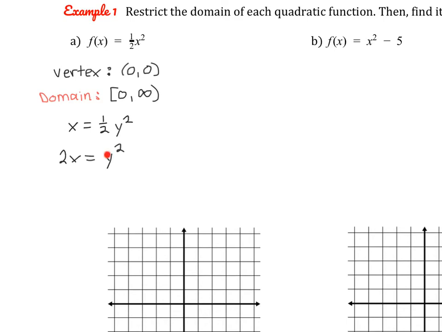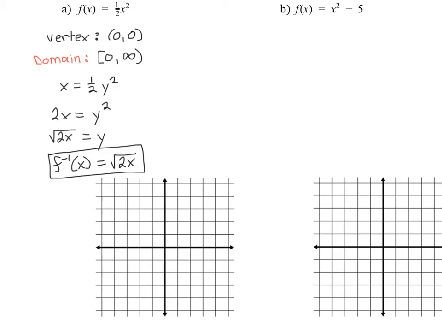And then the way we clear a square is by taking the square root of both sides. Usually we would take the plus or minus square root of both sides, but in this case, we're just going to have the positive square root of both sides. So we end up with square root of 2x equals y. Okay, and then we can even write it with our proper notation, f inverse of x equals the square root of 2x. Okay, so there's our inverse.